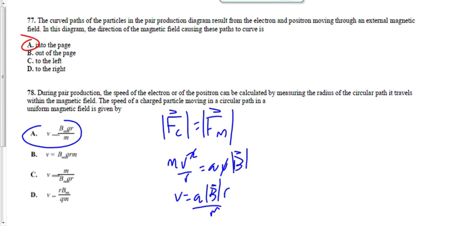How many people got that one? That one's a little bit easier, right? Because we've done that a bunch of times. Question number one, we've done that hand rule a bunch of times, but again, it's context, right?